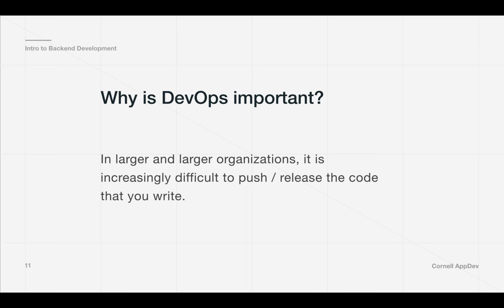And why it's important is because in larger and larger organizations or even groups, it's increasingly difficult to push or release the code that you write. So for example, if I work on a project by myself in a class, I can just write it myself and then submit it. I'm done. But if I'm working with someone else, there are so many more steps, right? I have to ask, what are you gonna work on? What am I gonna work on? We have to coordinate that, so we're not overriding each other's code.